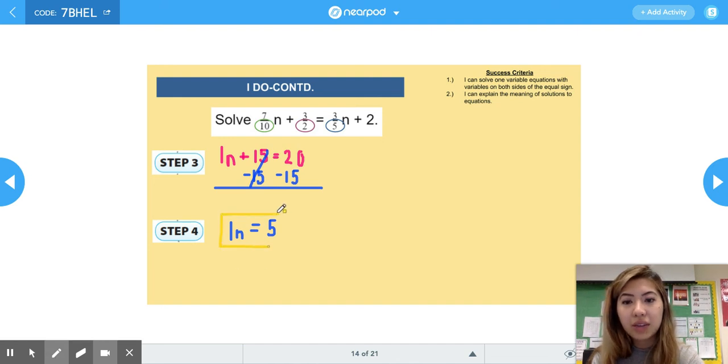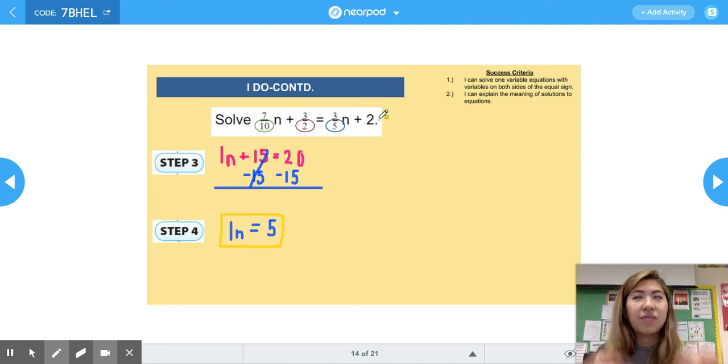So if we plug in 5 into the equation, so if we multiply 7/10 times 5 plus 3 over 2, that'll be equal to 3 over 5 times 5 plus 2, the values of both sides.